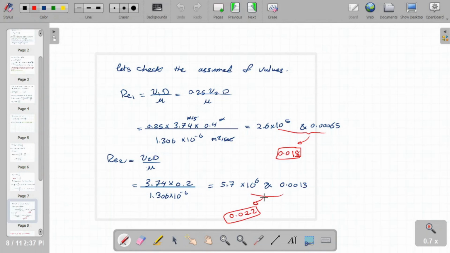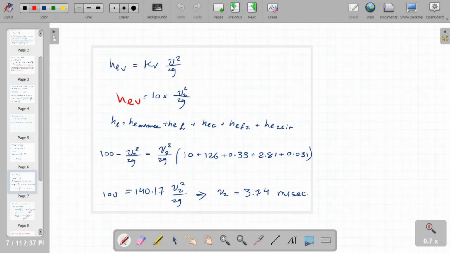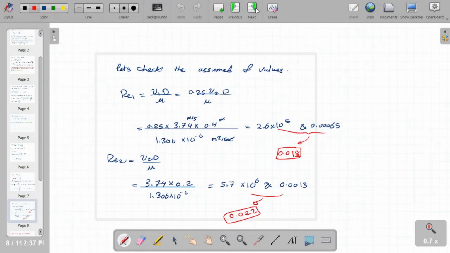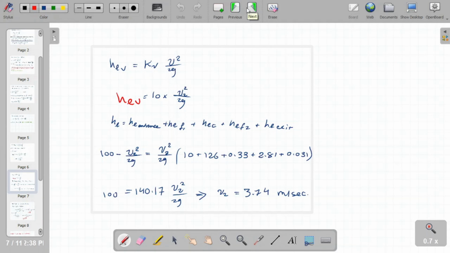And for the second pipe, the f comes out to be 0.022. And we've assumed it to be 0.021. So a very small difference in results. We can either go back and recalculate everything, or we can just stick with this. So basically now we can find the discharge. We've checked that our assumption is correct. The velocity in the second pipe is 3.74. Now we can multiply this by the cross-section area and find the discharge.